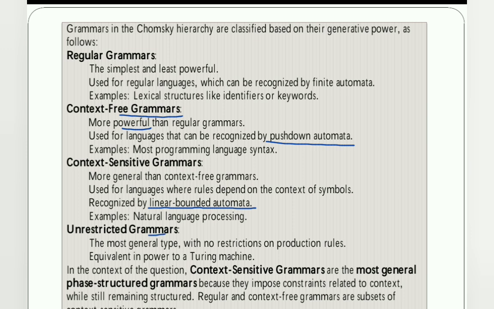Next, unrestricted grammar. There are no restrictions here for the production rules, and it is equivalent to the Turing machine. So context-sensitive grammars are the most general phrase-structured grammars because they impose constraints related to context while still remaining structured. Regular and context-free grammars, both of these are a part of, a subset of, the context-sensitive language.